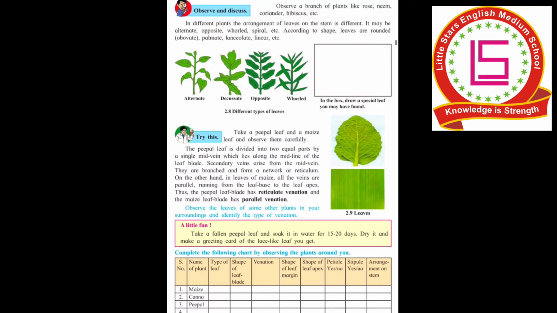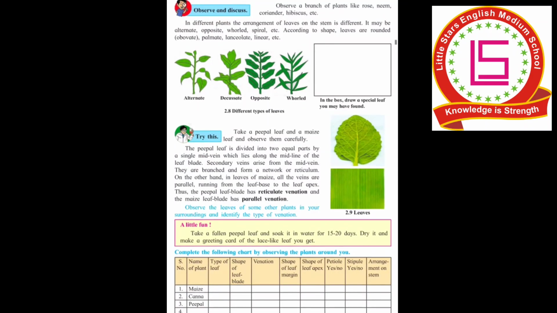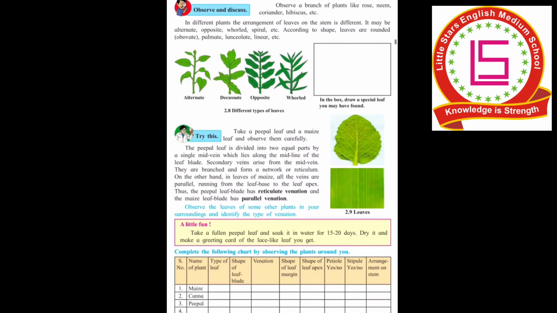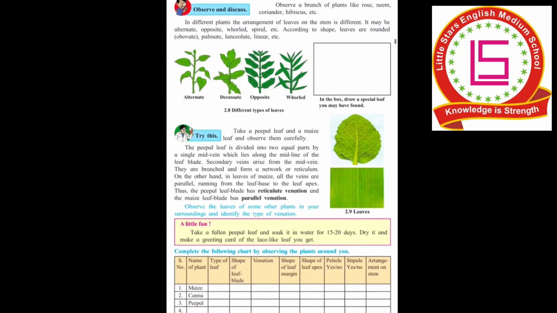See in the below picture 2.8, different types of leaves. See the names which we have read now. The picture is given to you. See, some leaves are alternate, some are decussate, some are opposite, while some are whorled.